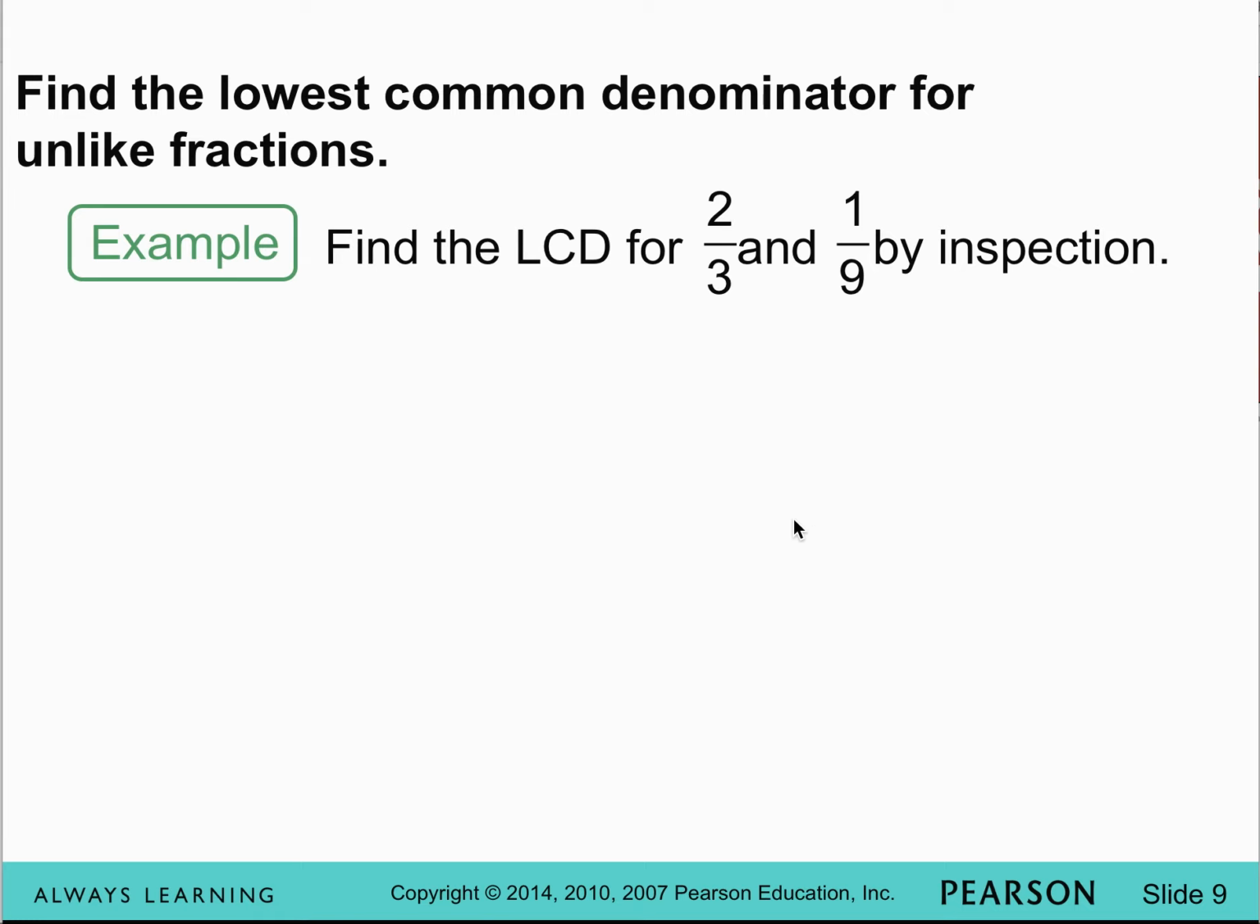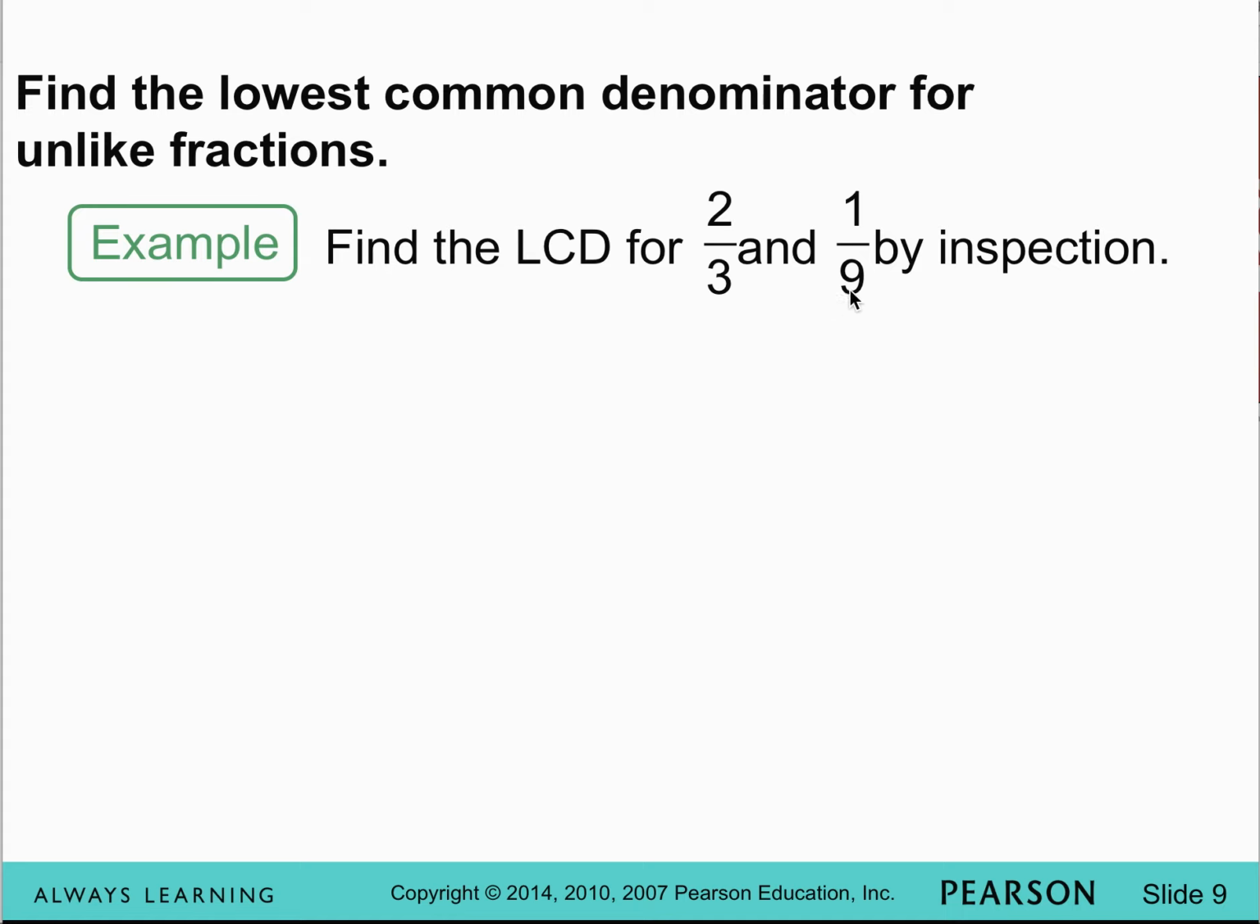And when we have just numbers, we can get a shortcut. A shortcut is to look at the biggest denominator. By the way, your common denominator has to be at least as big as the biggest or bigger. A lot of times people mistakenly look at these and say, oh, it's 3, 3 is the common factor. But I need a number that 3 goes into and 9 divides into. So it's got to be 9 or bigger.